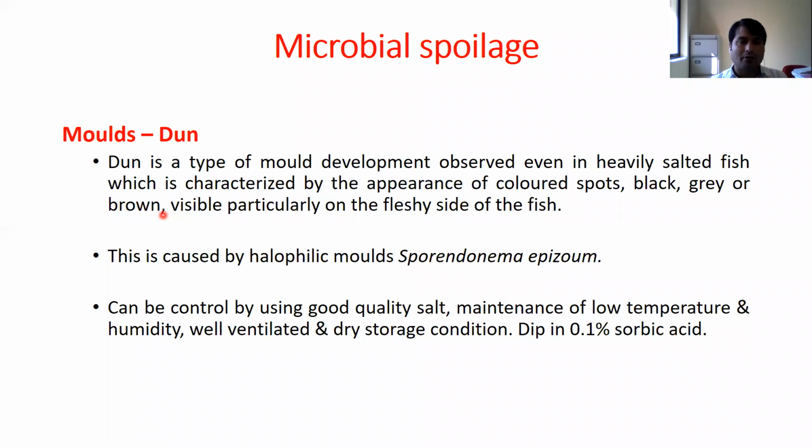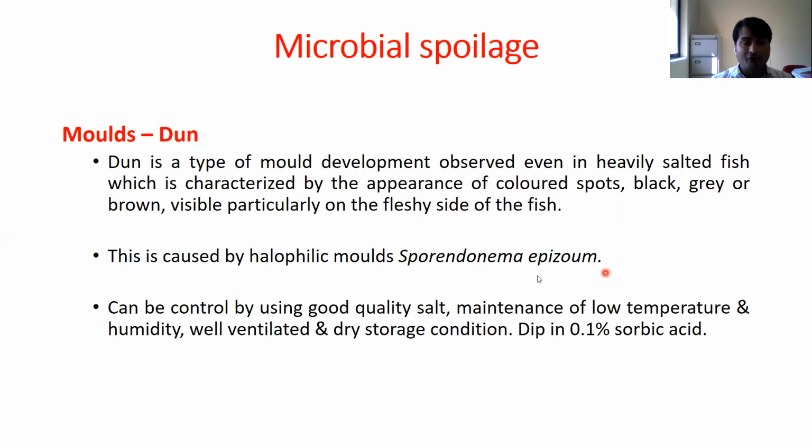Especially on the fleshy side of the fish, the flesh region has slightly more. And this is caused by a halophilic mold called Sporendonema epizoum. Don't forget, this is important. Mold or dun spoilage is caused by the halophilic mold Sporendonema epizoum.